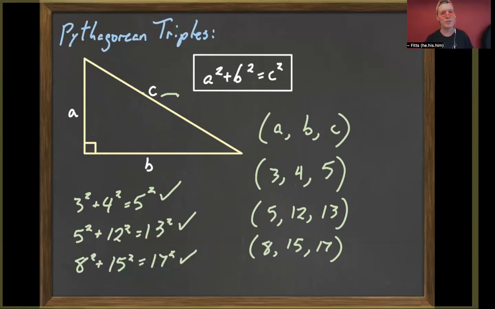So these are the 3 most common ones. There is an infinite set of Pythagorean triples. So you might want to memorize these, maybe. Definitely 3, 4, 5. Any multiple of 3, 4, 5 works, like 6, 8, 10, 9, 12, 15, and so forth.